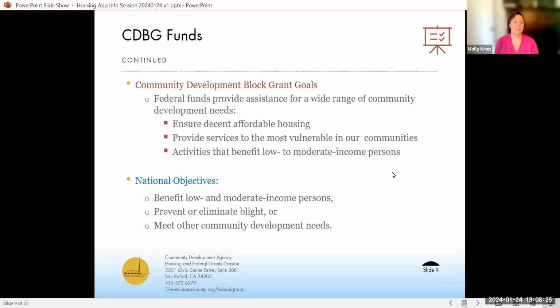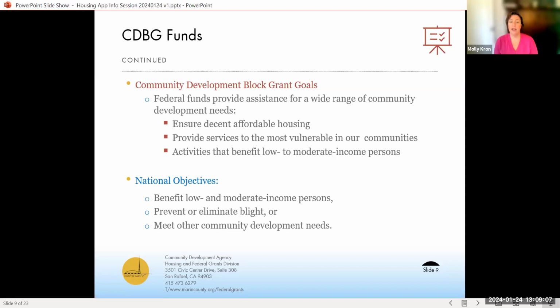Great. Thank you so much, Aline. So CDBG, Community Development Block Grant funds, as Aline mentioned, these are provided through the U.S. Department of Housing and Urban Development. There are a number of goals for these funds: to ensure decent, affordable housing, provide services to our most vulnerable communities, and particularly to benefit low to moderate income persons. HUD's definition of low income is a little bit lower than what we traditionally see in affordable housing. So low income for CDBG is at 60% of the area median income, and moderate income is at 80%.